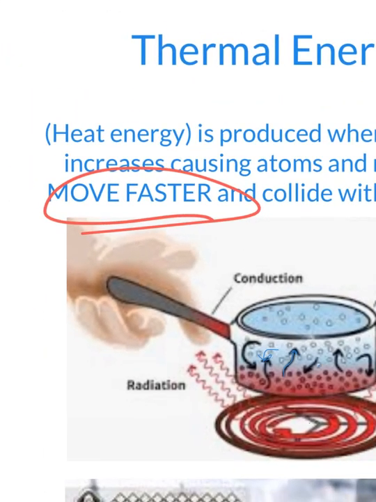Conduction, you'll notice here, when you touch the handle, it gets hot. Well, the particles inside the metal pot get excited too, and they bump into each other, and they bump into each other, to the point where it transfers that heat, and it goes all the way up there. So that heat energy here is being moved from here up the handle. So that's a form of kinetic energy, since it's energy being moved.